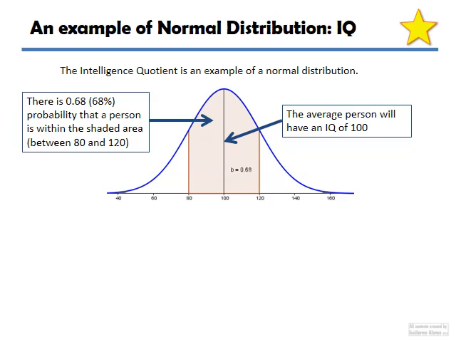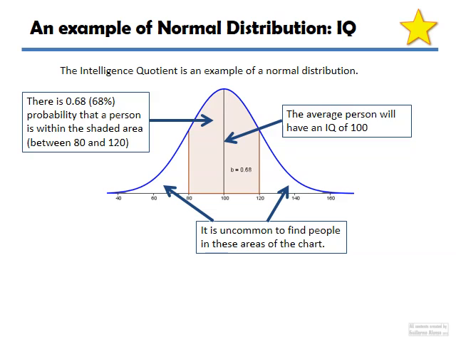Now, what's going to happen is there's going to be 68% that are always between 80 and 120. That's the majority of people, exactly 68%. Why do we do that? You'll know in a minute. Now, people with an IQ less than 80 are very uncommon to find. And also people with an IQ of more than 120, those are also very uncommon to find. So this is what the normal distribution chart represents.